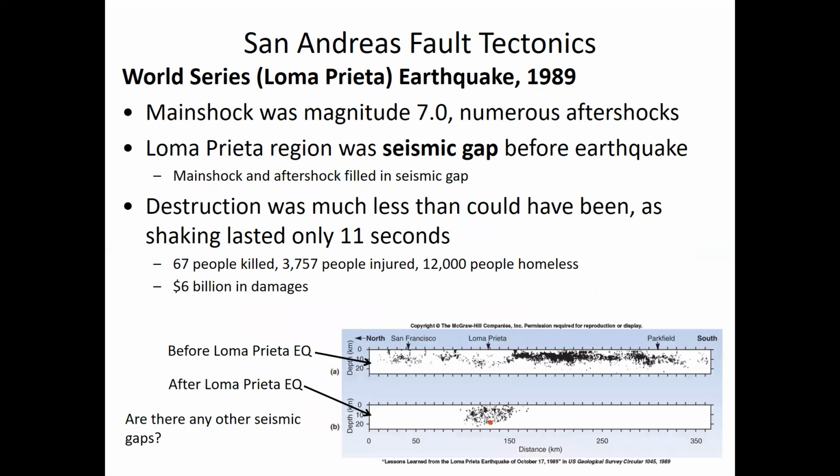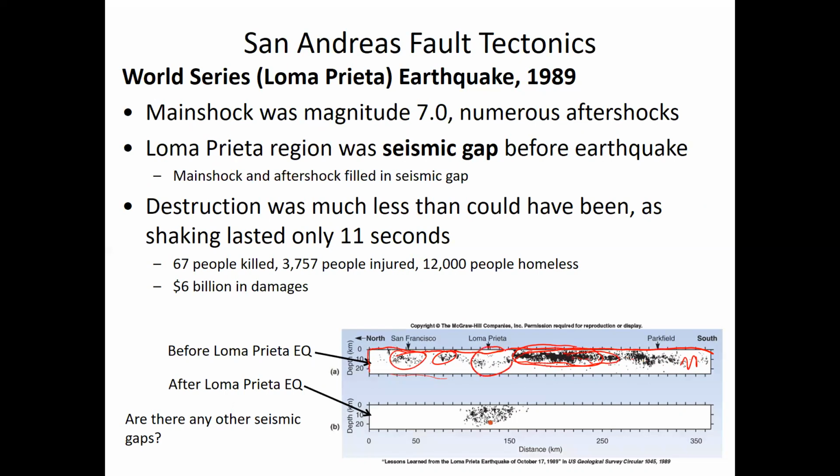As we said, the main shock was 7.0, but it had numerous aftershocks. The Loma Prieta region was a seismic gap in the San Andreas Fault. So this is the cross section of the fault. This is the surface, and this is the fault plane. This rectangle, and all these black dots, are earthquakes. Where you see a lot of black dots, that's a lot of seismicity. That means that all the energy being stored here is being bled off, right? It's not allowed to accumulate. There's no large threat of big earthquakes where there's seismicity.